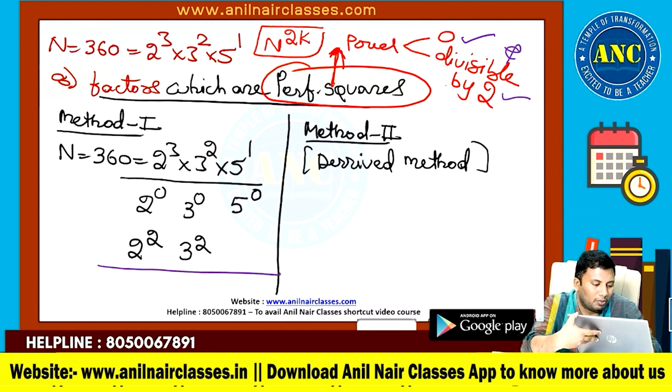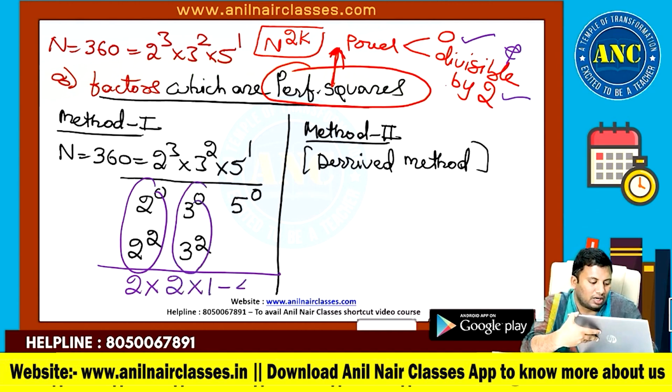So, totally how many cases are there here? Here there are 2 cases, here there are 2 cases, and here there is 1 case. 2 into 2 into 1. The answer for this question is 4. Factors which are perfect squares.